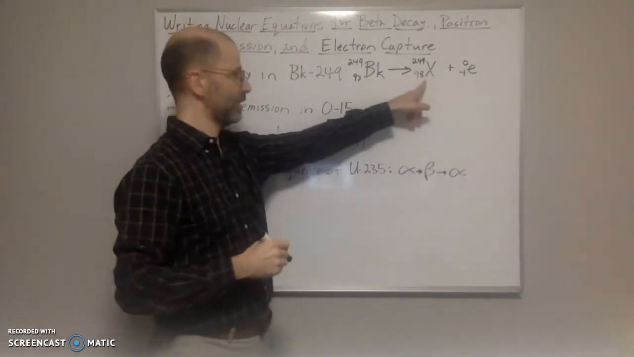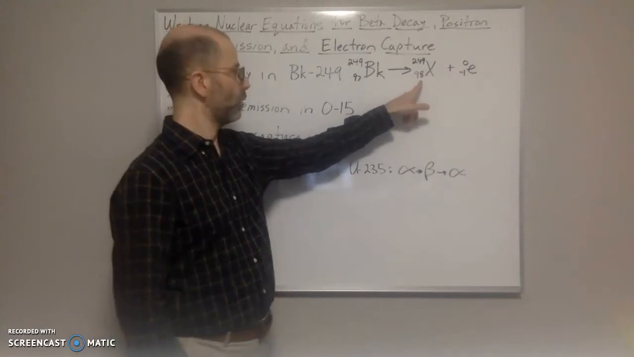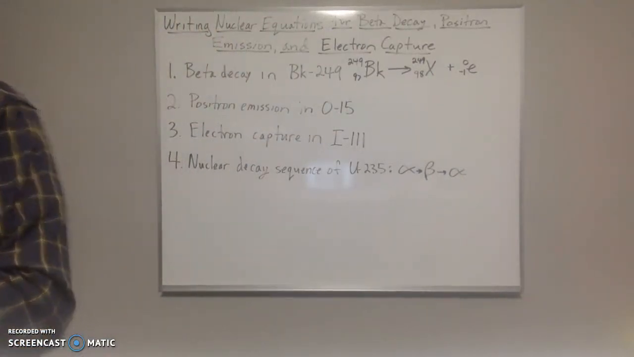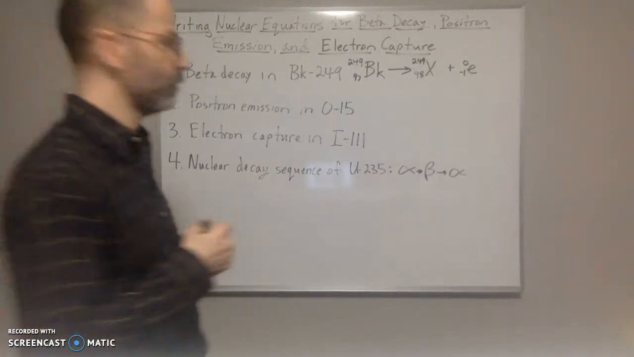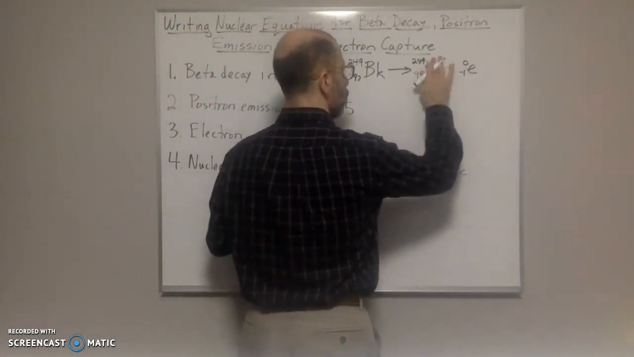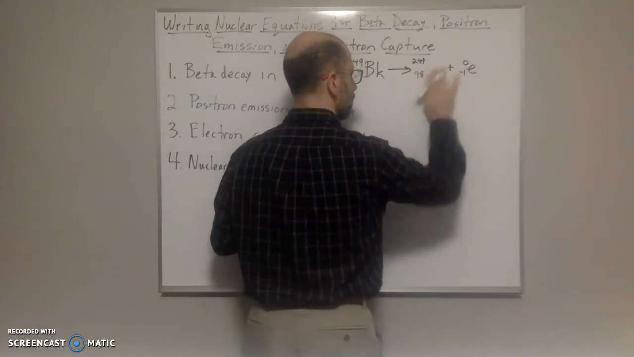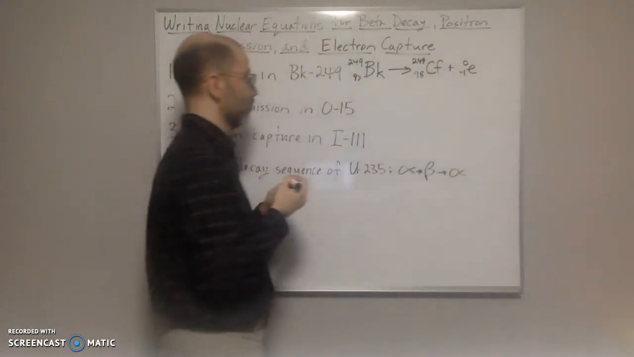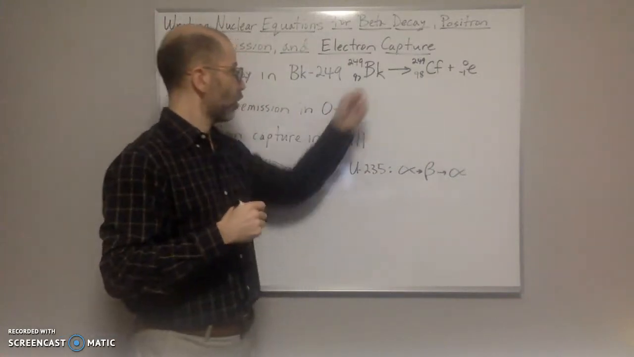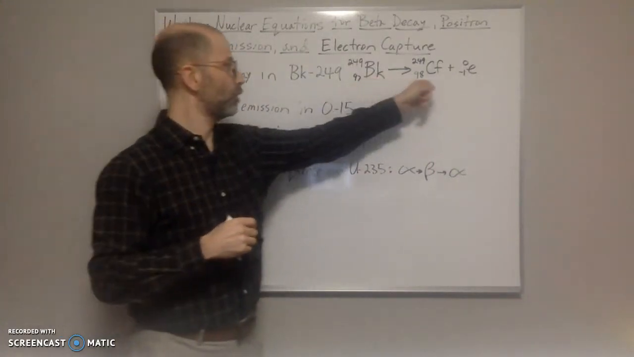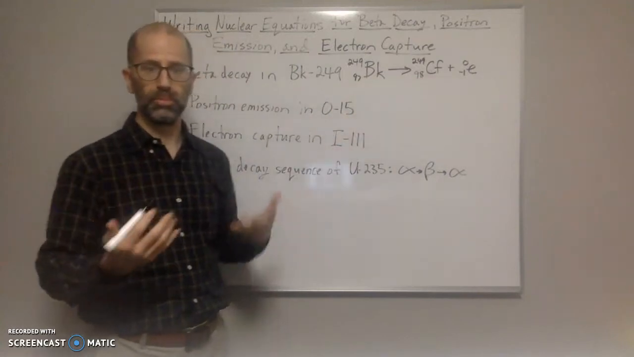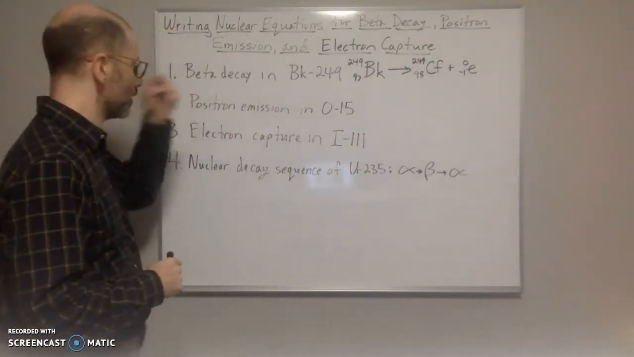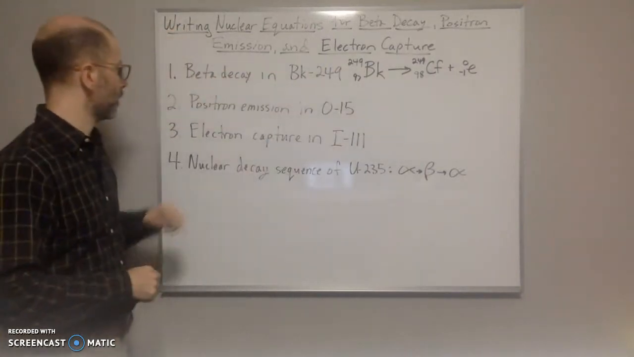So what is this element? Well, we've got to look up what 98 is. And 98 is Cf, californium. So we're going to replace this with Cf. Okay, so we went from berkelium to californium, and Berkeley is in California. Okay, so that's the first one.